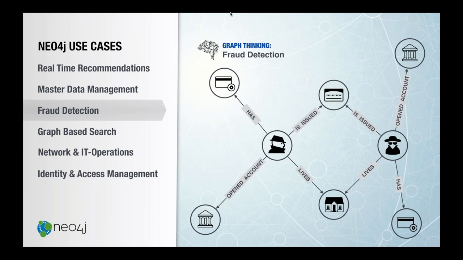And this is all about understanding not just the pattern of activity in a discrete way, but understanding the pattern of relationships between the objects in a transaction. So in this case here, we have a person who has opened an account and issued a credit card and lives in a house. And then we have another person who has opened an account and issued the same credit card and lives in the same house and has this other card.